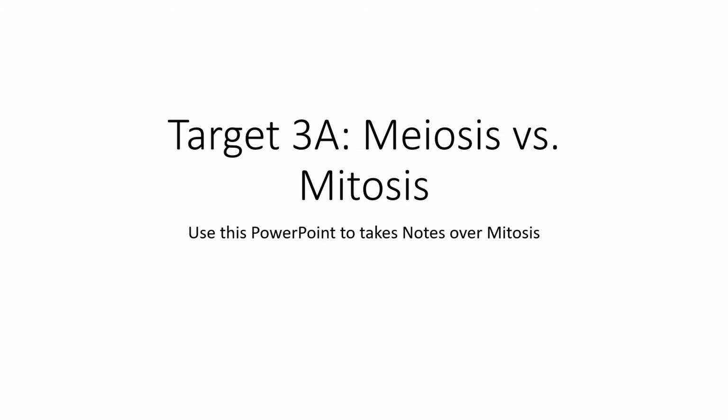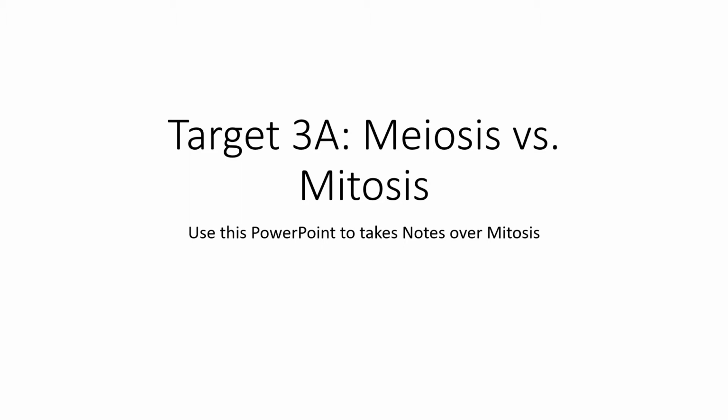Just as a little heads up, this target is very vocab heavy, so we're going to do a lot of vocabulary practice. You should also have taken the DNA practice assignment as well, and gotten 100% on that, because in order to understand meiosis and mitosis, you have to know DNA. You have to understand that DNA is what makes us who we are, to understand what's going on during mitosis and meiosis.